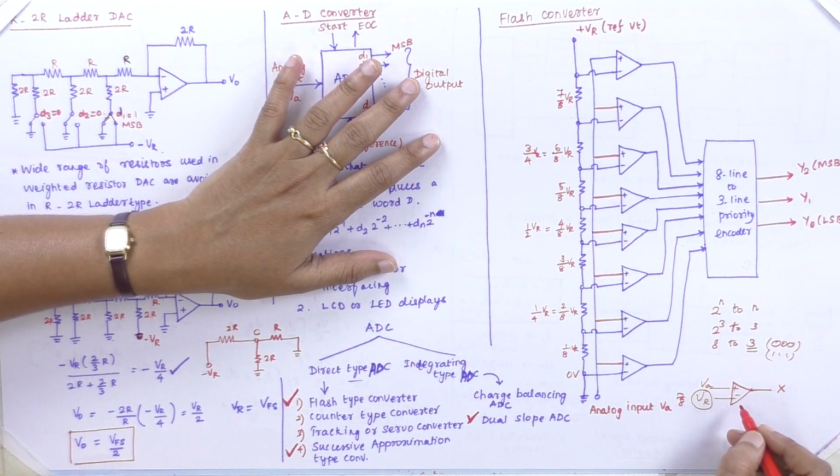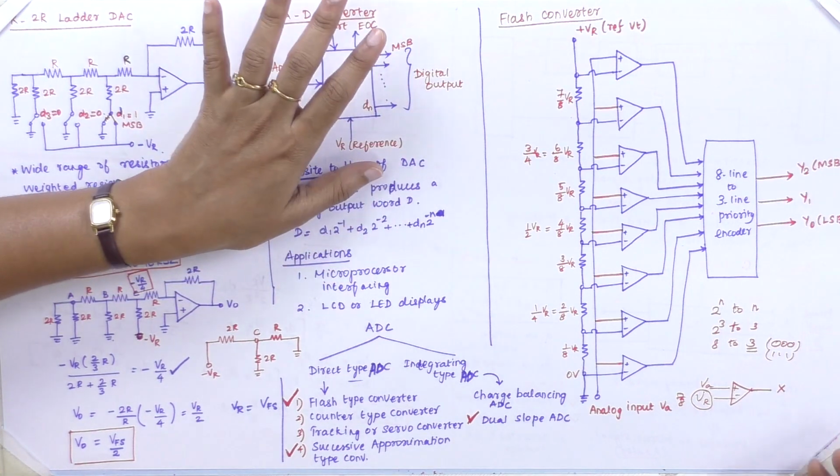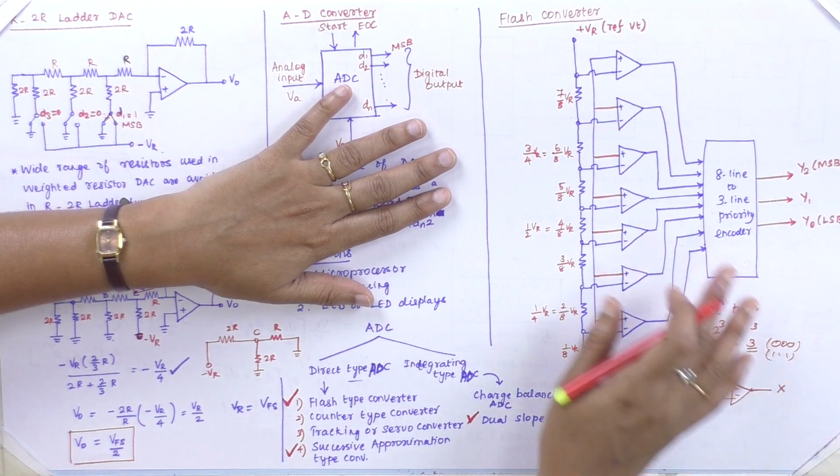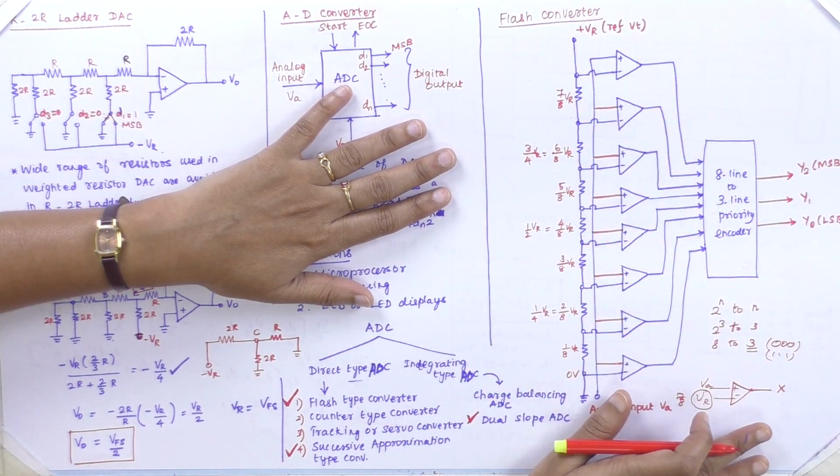What will be the expressions if both are equal? If it is less than, it will be a 0. If it is equal to, the previous value will be maintained. So this is the concept behind this.